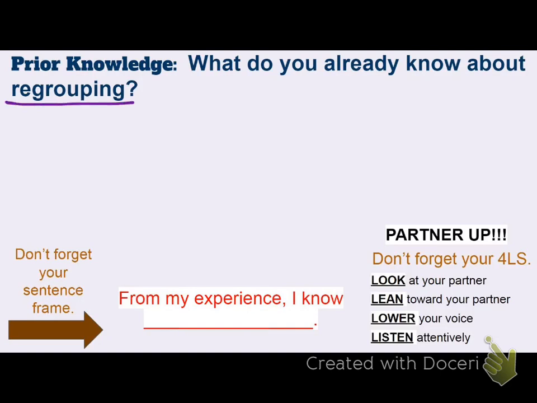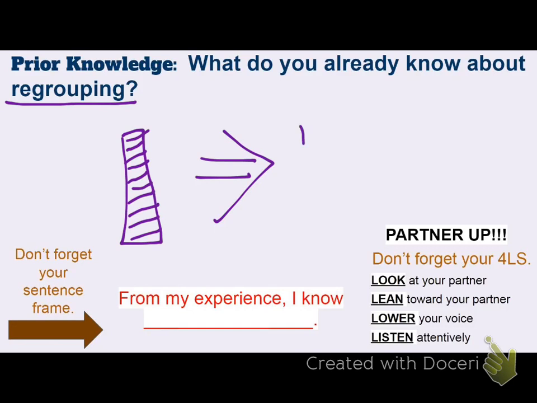Now, before we get into the problems of lesson 3-2, I want you to think about what you already know about regrouping. When we think about regrouping, it means that we're borrowing or renaming. So an example would be if you have 10, 1, 2, 3, 4, 5, 6, 7, 8, 9, 10, you can regroup or break that up and borrow.